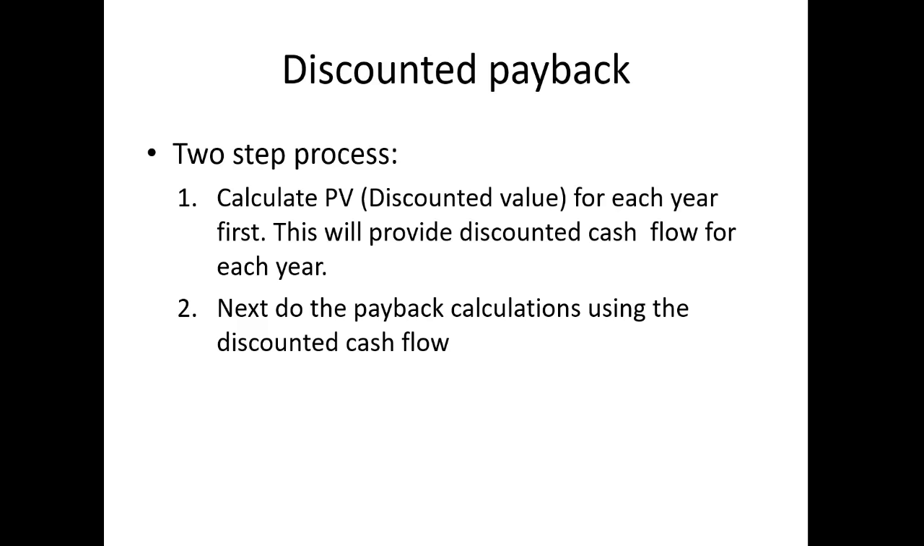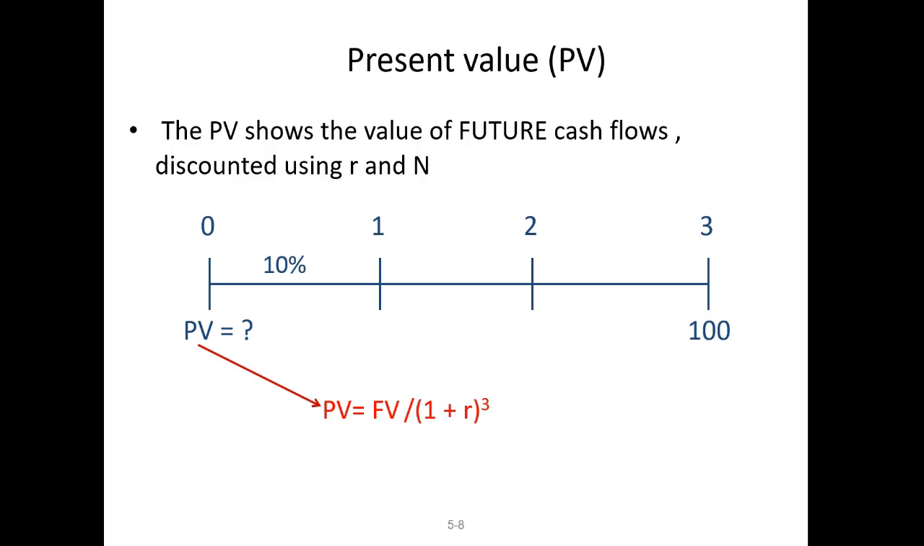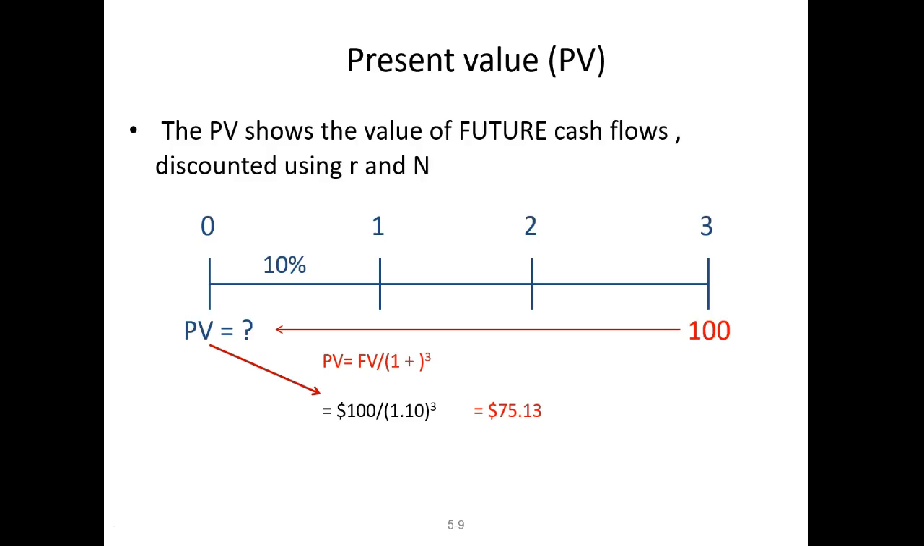Now, in the case of a discounted payback, we add one additional step in the process. The step we add is to calculate the present value, which is saying the same thing as the discounted value, the discounted cash flow for each year. And once we have the discounted cash flow, we do the payback calculations, just like we did with the other payback.